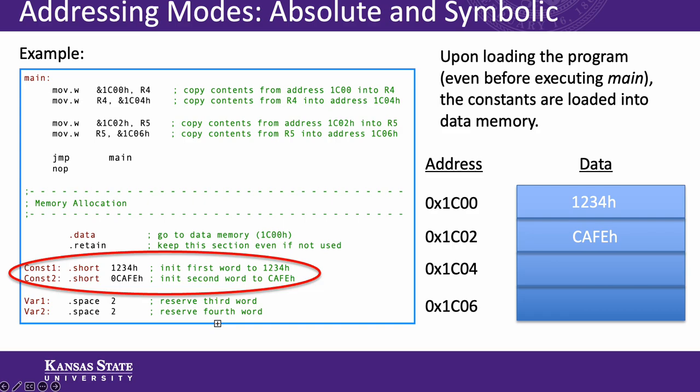So now I know 1, 2, 3, 4H gets moved into that address. 1, 2, 3, 4 in hex, that is, gets moved into that address, and I know cafe gets moved into the next available address. And just remember, you need a 0 in front of cafe to tell it that this is actual data, right? Okay, so let's move on then.